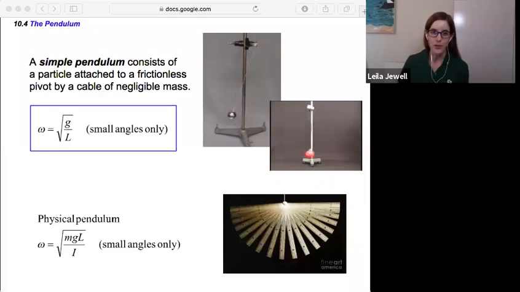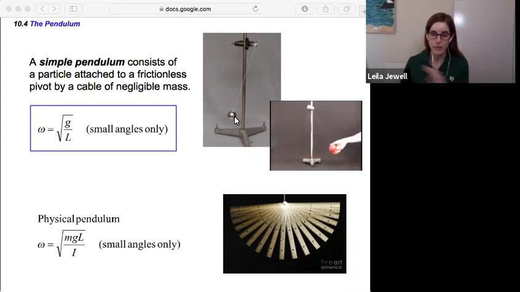Section 10.4, the pendulum. So we have two basic types of pendulums. What we'll most often refer to when we say pendulum is a simple pendulum. That consists of a particle attached to a frictionless pivot by a cable of negligible mass. So here's a couple examples where there's this massive bob on the end of the pendulum. That's the mass, has some mass m. And then there's a cable that still has some mass, but it's tiny compared to how massive the bob is that's swinging back and forth.